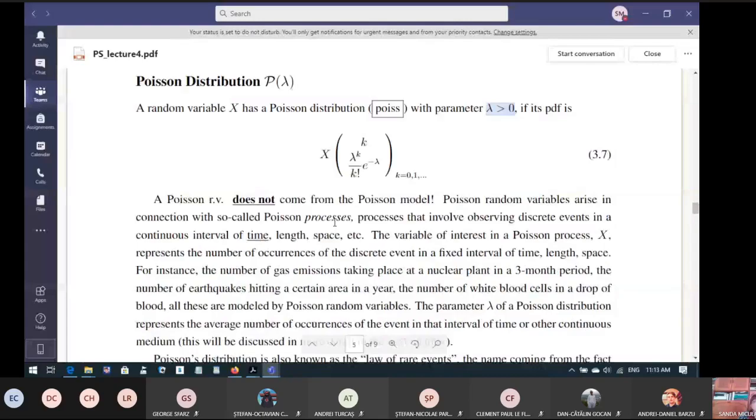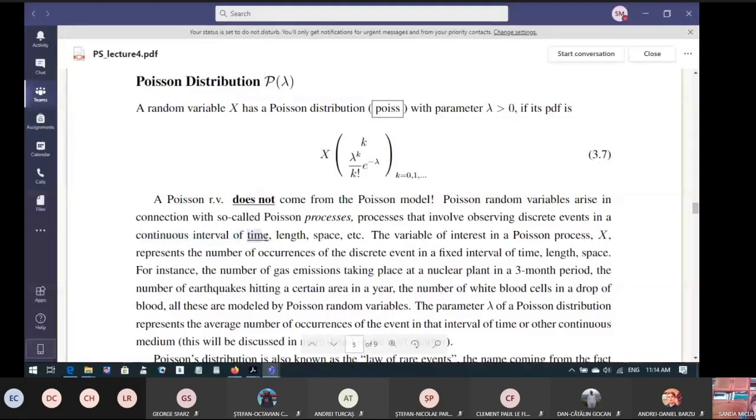Let's see, what does it have to do with? Where does it come from? Poisson random variables arise in connection with what are called Poisson processes. That means processes where we observe discrete events. And when we say discrete events, we mean something that we can count, right? 1, 2, 3. Discrete events are being observed in a continuous interval of something that is measured continuously, like time, length, space, and so on, area, volume.